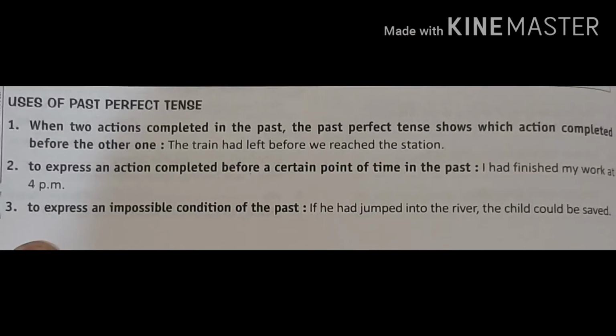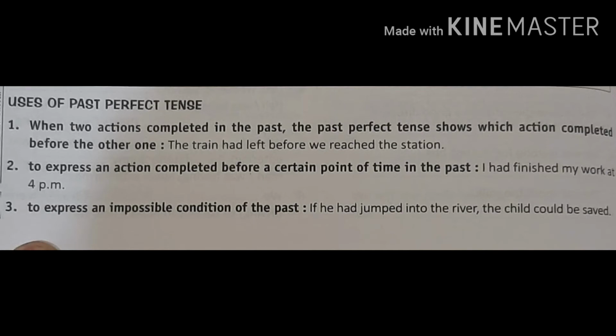Now, the use of past perfect tense. As we said in the beginning, past perfect tense is used to describe two actions completed in the past. The past perfect tense shows which action was completed before the other one. For example, the train had left before we reached the station. The train had left. This action was completed first.